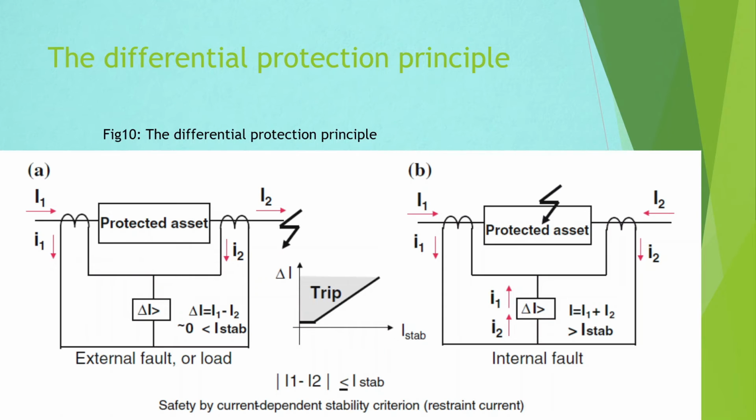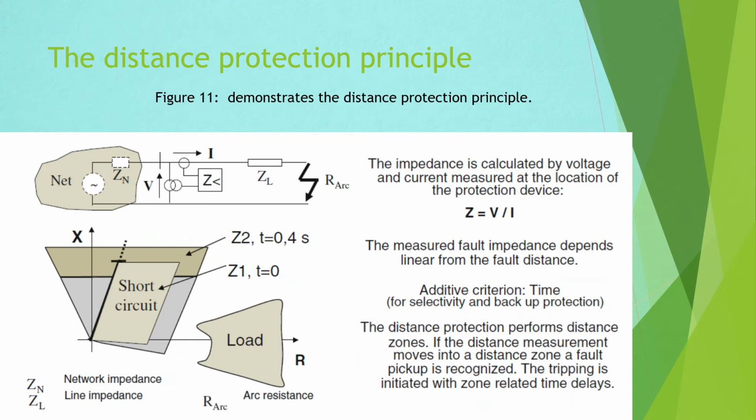Now, the differential protection has a disadvantage that the protection selectivity is strictly limited to a zone between current transformers. A backup protection cannot be performed with this limitation. Therefore, a differential protection is mostly combined with the distance protection for the backup. Now let's understand the distance protection principle.